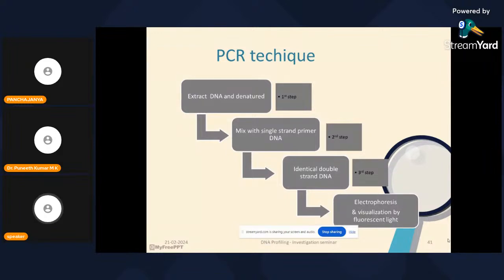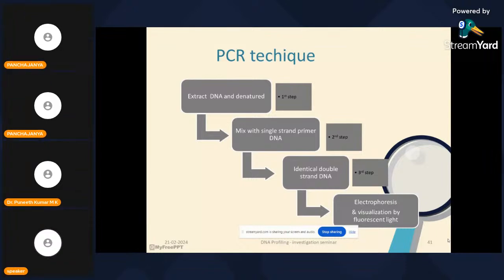Extract the DNA and denature. That means double strand DNA is converted into single strand DNA. Then mix with the single strand primer DNA. That is what is artificially done. Artificial or synthetic DNA, which has been fragmented, is combined with the denatured DNA. That means the DNA which we already know, that is called standard primer DNA, will be combined with the denatured DNA, which forms an identical double strand DNA.